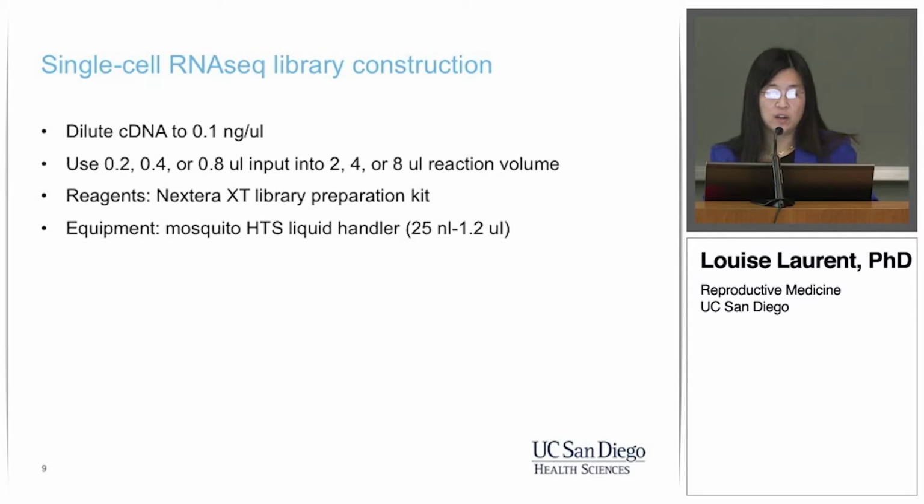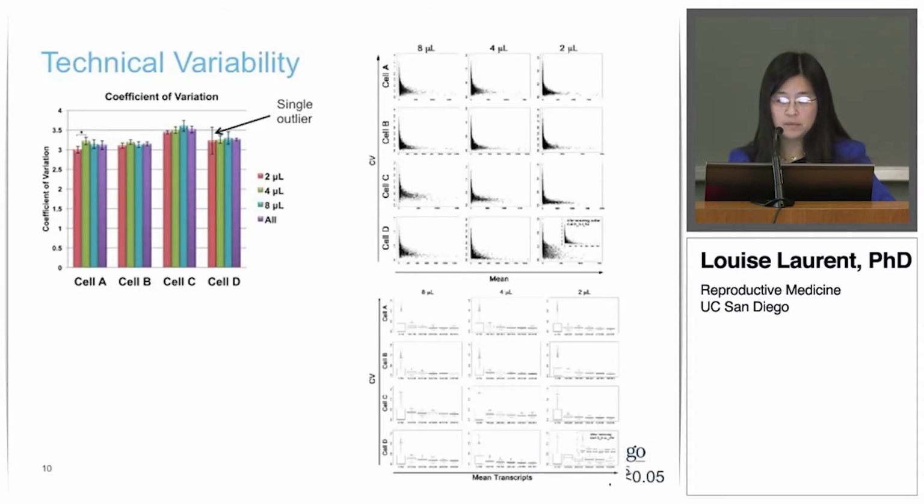So in the single cell library construction phase, what we did is we would normalize the samples so that all of them are at 0.1 nanograms per microliter. We had done some experiments upstream to determine that was the optimal input concentration. And we had all done that at 8 to 10 microliters. Then we scaled everything down linearly. So a 2 microliter reaction would have less input than the 8 by 4-fold. Here we used, as I said, the Nextera XT library prep kit and the mosquito liquid handler to set up reactions.